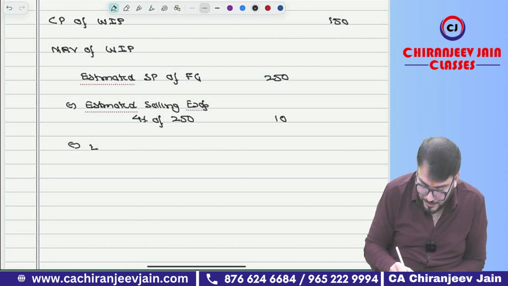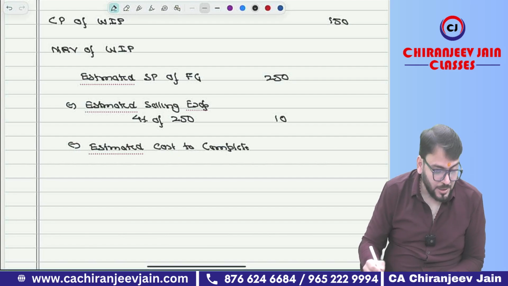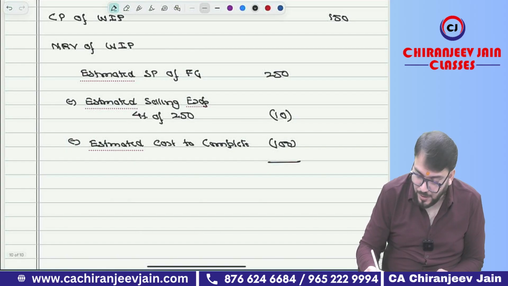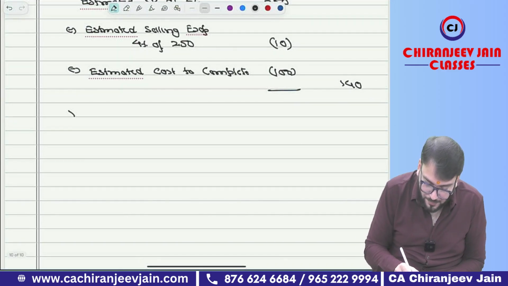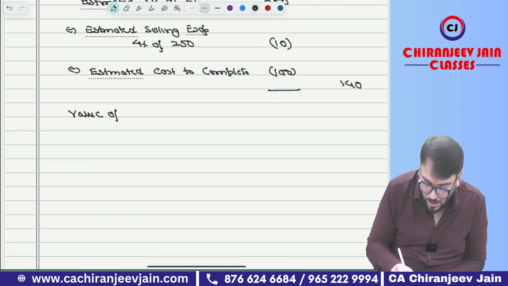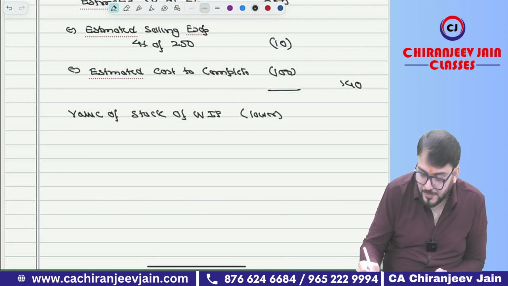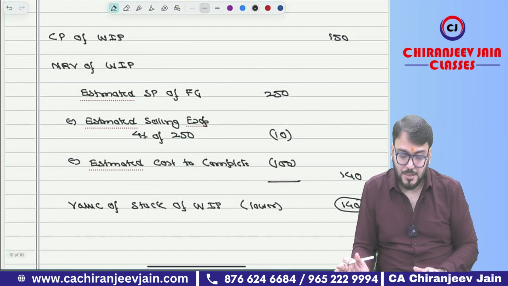And from this, minus the estimated cost to complete. The estimated cost to complete is 100. So what is the NRV? NRV becomes 140. Right? And therefore, what is the value of stock of WIP? That is the lower of the two. Lower is 140. So 140 is the value. Super easy.